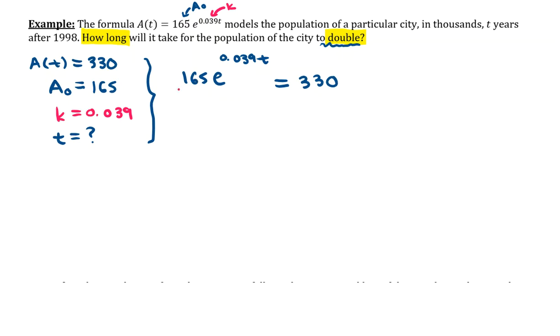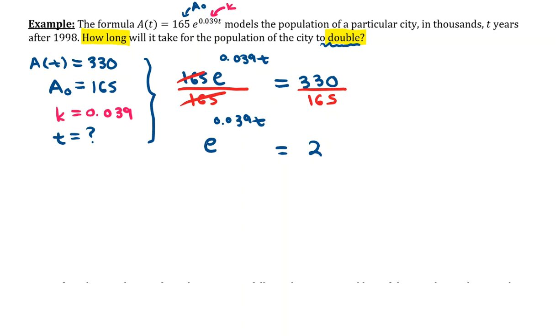First thing we want to do is isolate the exponential. In other words, let's divide 165 to each side. We get e to the 0.039 t equaling 2. That 2 right there is representative of the fact that we want the population of the city to double.